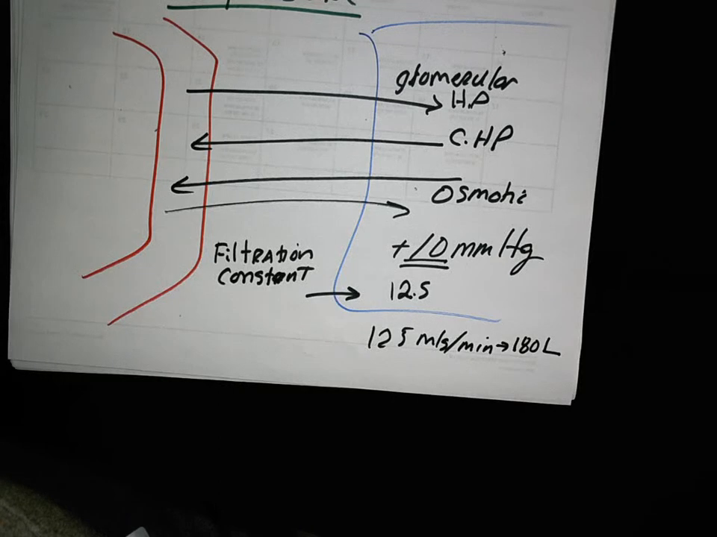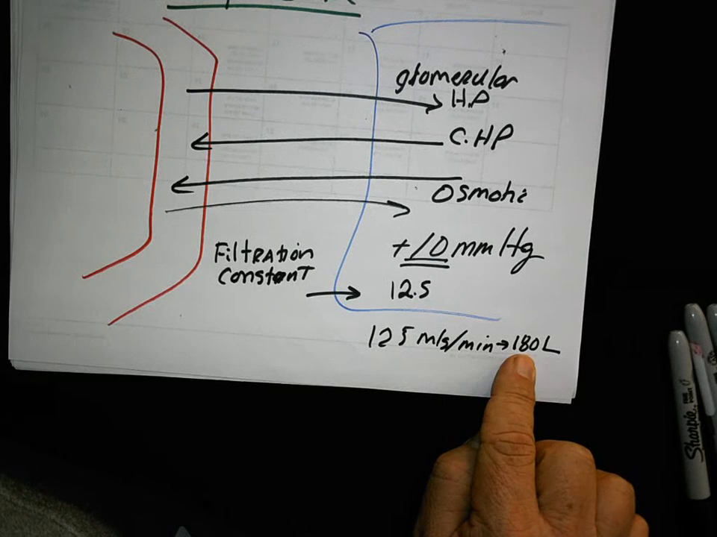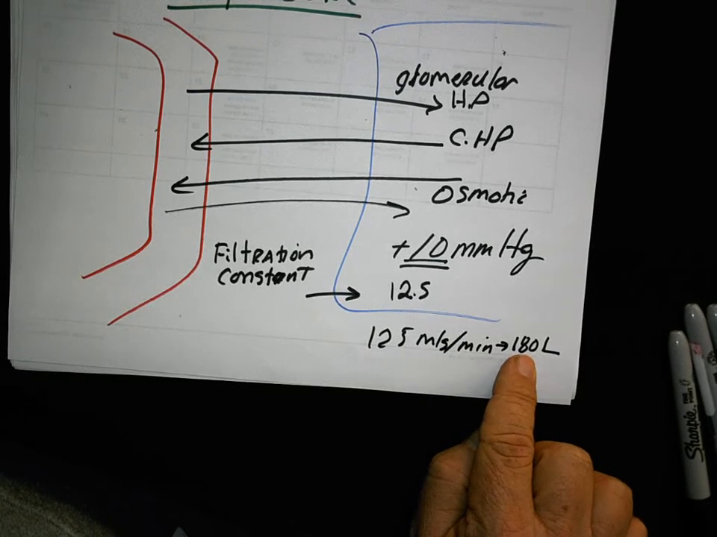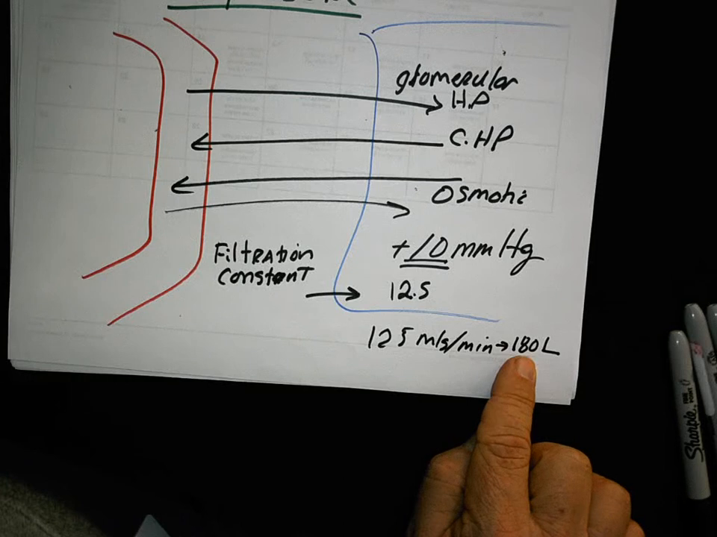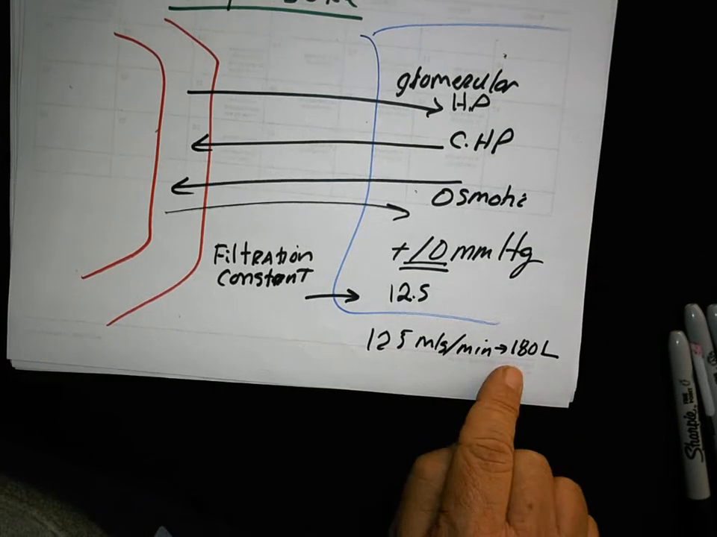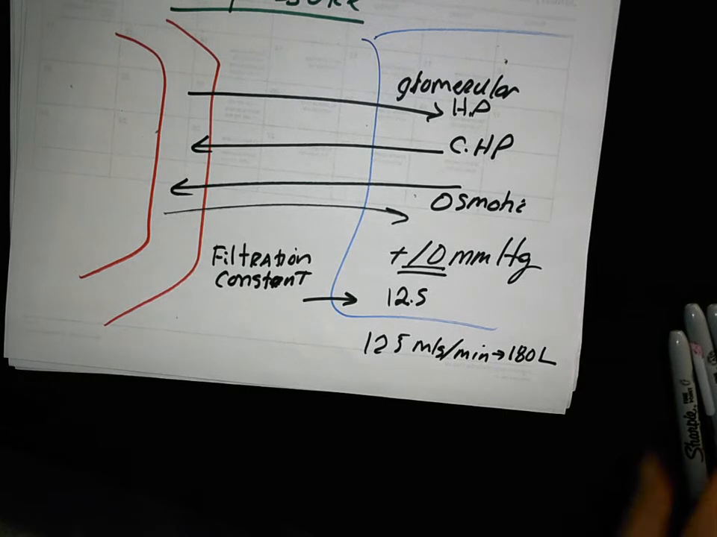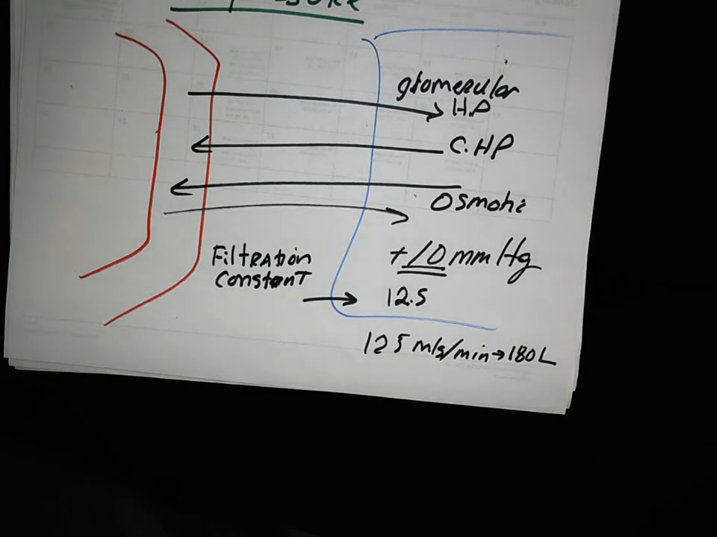Here you have 1,800. Sorry? Oh, let's say 180. What did it say? 180 liters a minute or a day? That's a day, not a minute. That's a day. 125 mils per minute over 24 hours would make 180 liters a day. Okay, so this is it. Does anyone want to ask a question?